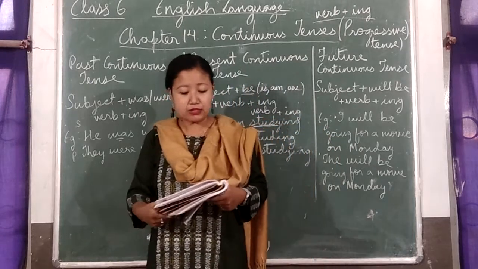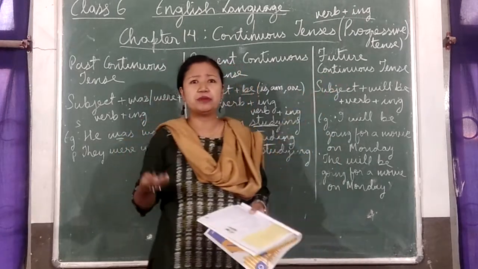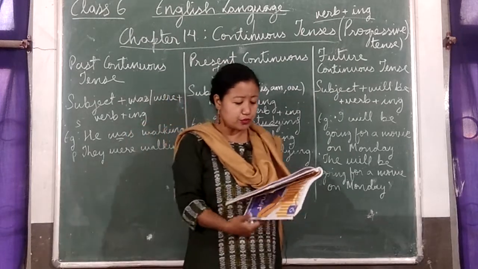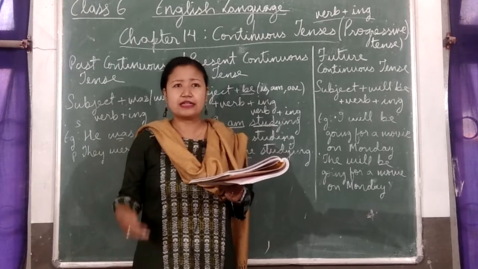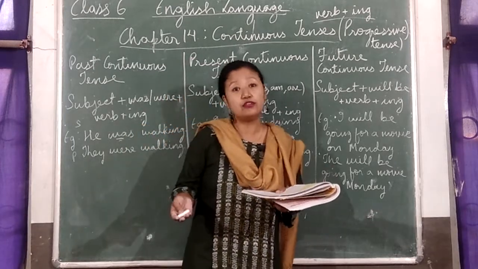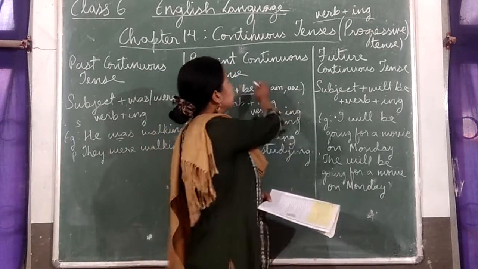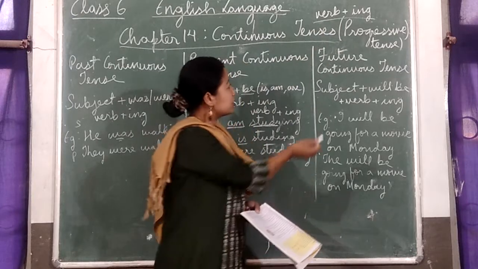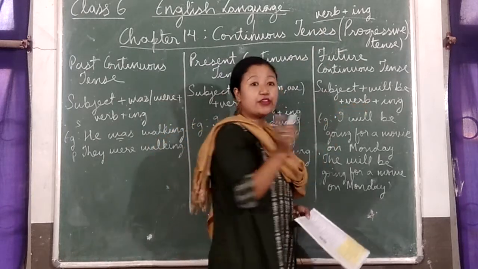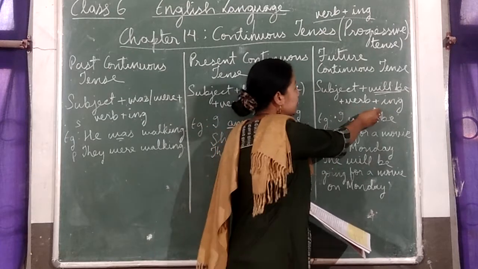Okay, so now if you go to future continuous tense, what do you mean by future? Future is an action that will take place in the future. Okay, that will happen in the future. So again here, as I told you, in continuous tenses, all you're adding is verb plus ing. Okay, so you have the subject, then very important, you have to add will be. Okay, then verb plus ing.